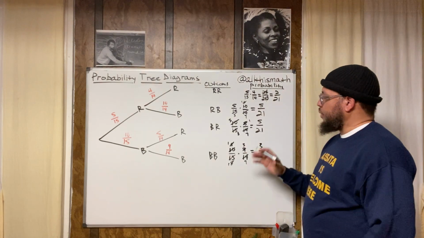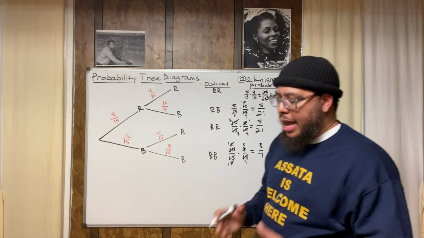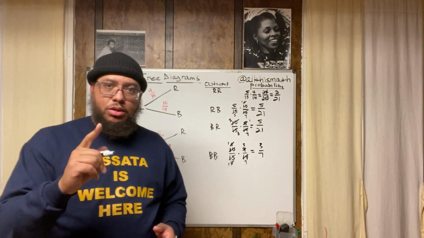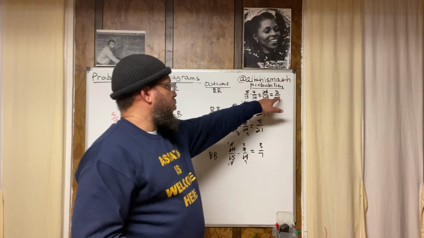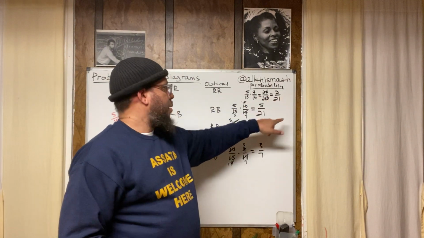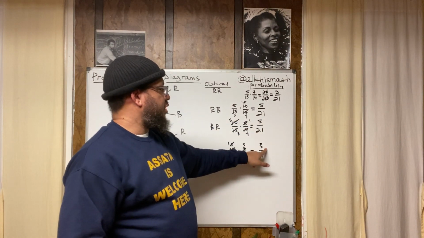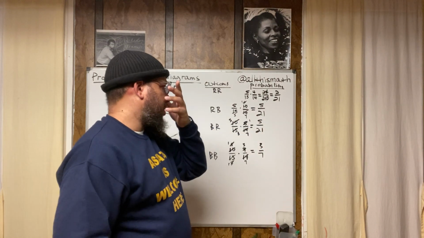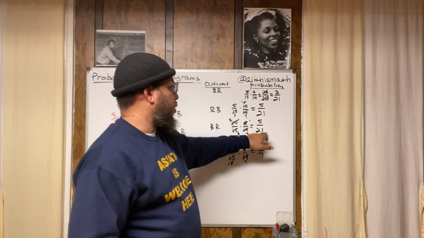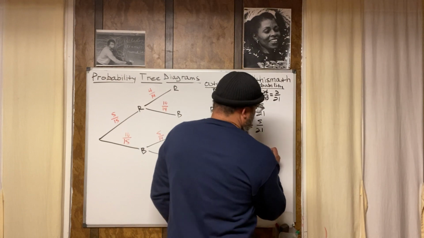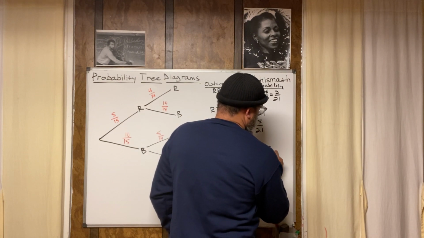Now, one of the ways we can kind of check our work is to add up all the probabilities and make sure that all the probabilities add up to a value of 1. So 2 over 21 plus 5 over 21 plus 5 over 21 plus 3/7 should equal 1. Now let's see. Now these all have a denominator of 21. I'm going to change this so it'll have a denominator of 21. I'm going to make it 9 over 21.